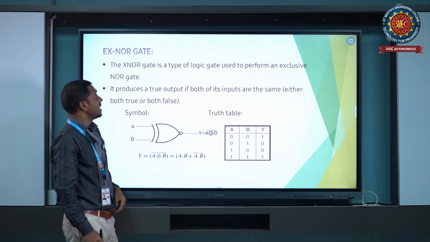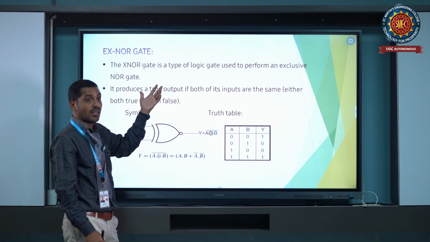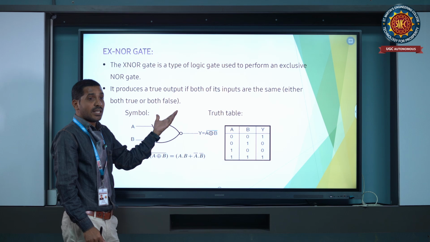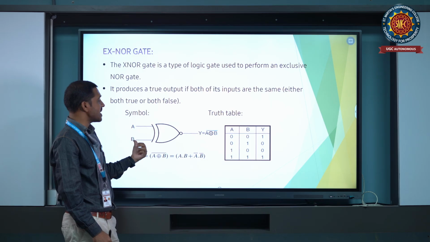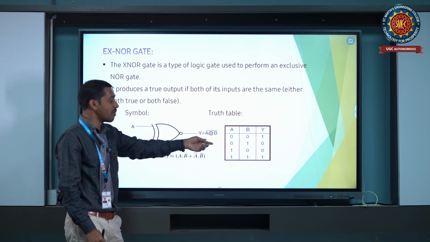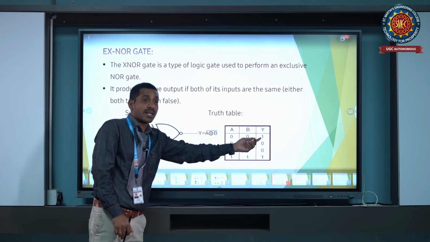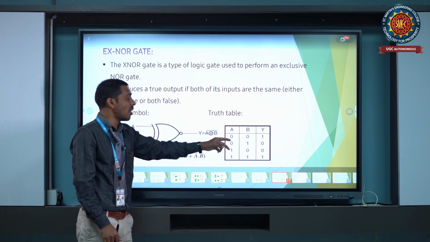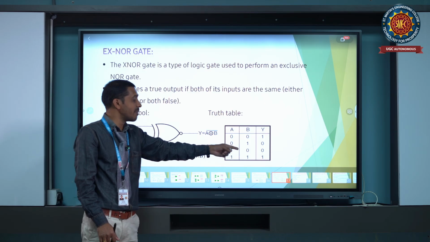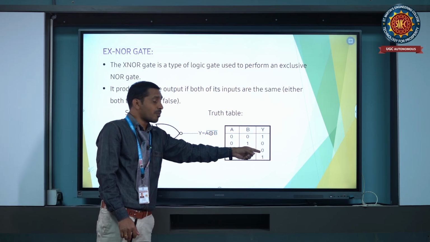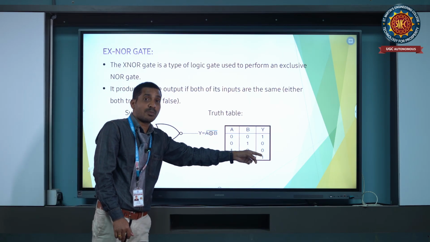Next one is the XNOR gate. The XNOR gate is a logic gate based on the exclusive NOR operation. It takes two inputs, A and B, and gives a single output. In the truth table, when the input is 0 0, the output is 1. When A equals 0 and B equals 1, the output is 0. When A is 1 and B is 0, the output is 0. When A is 1 and B is 1, the output is 1.